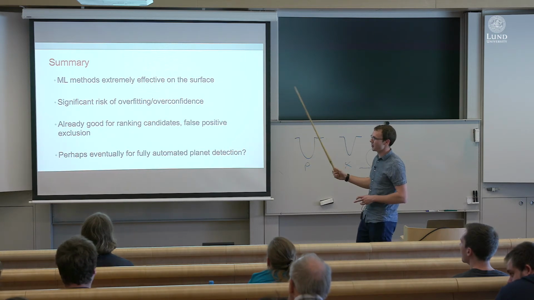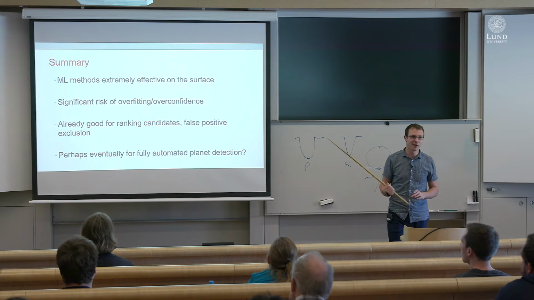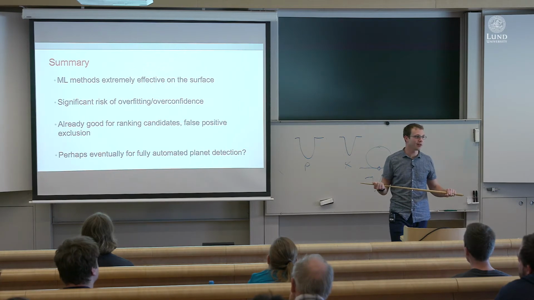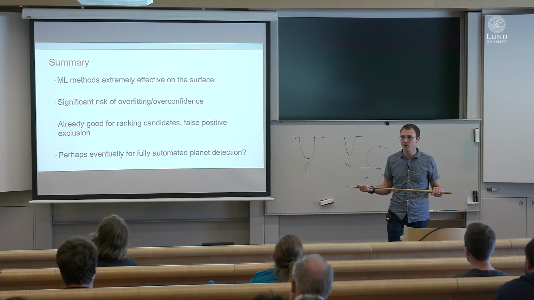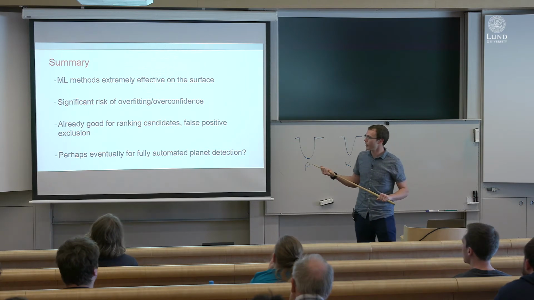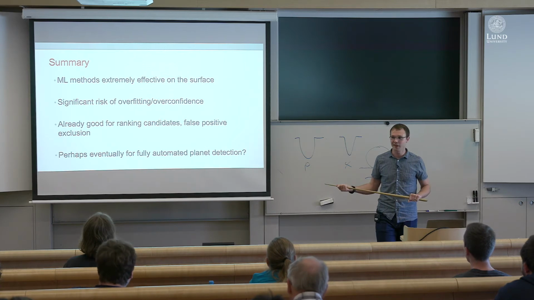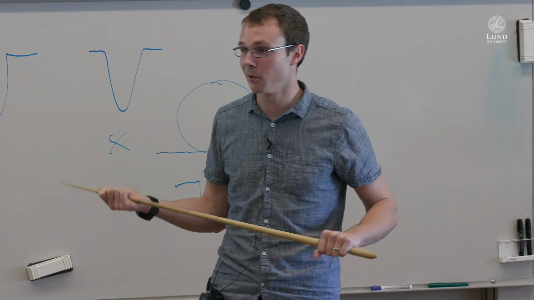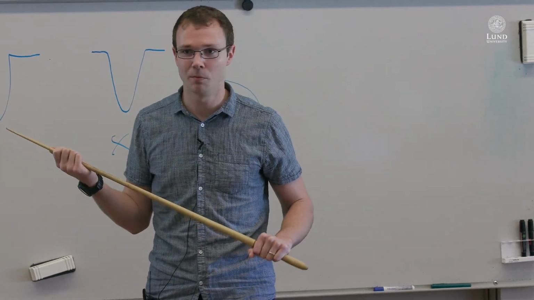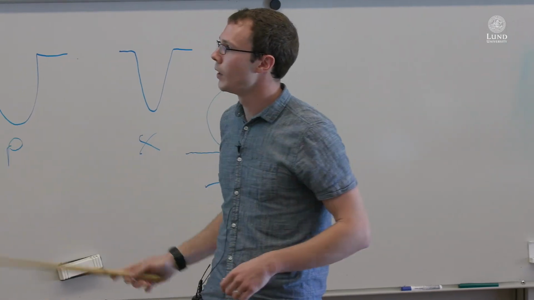I think the key conclusions from this are that for exoplanet detection, these machine learning methods are very effective on the surface, and they're very effective at ranking candidates to save you time in that sense. There is a significant risk of being either overconfident with your outcomes or of overfitting the data if you're not very careful. This takes a lot of validation, and it's something very concerning to watch out for.